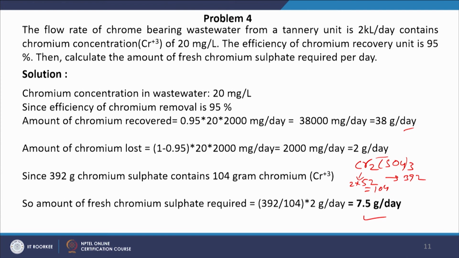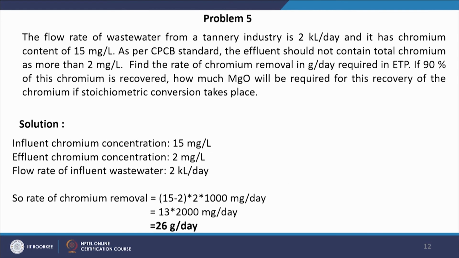So now we are able to solve the problem, and next we come to problem number 5. The statement is: the flow rate of wastewater from a tannery industry is 2 kiloliter per day, and it has a chromium content of 15 mg per liter. As per CPCB standard, the effluent should not contain total chromium of more than 2 mg per liter. Find the rate of chromium removal in gram per day required in the ETP. If 90% of this chromium is recovered, how much MgO will be required for this recovery of the chromium if stoichiometric conversion takes place? So here we will see how much chromium is removed.